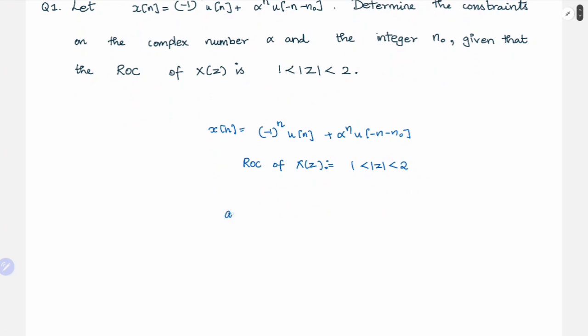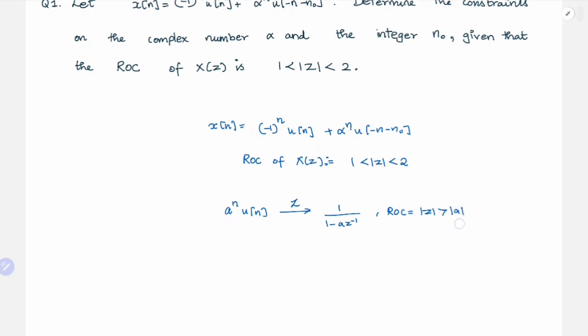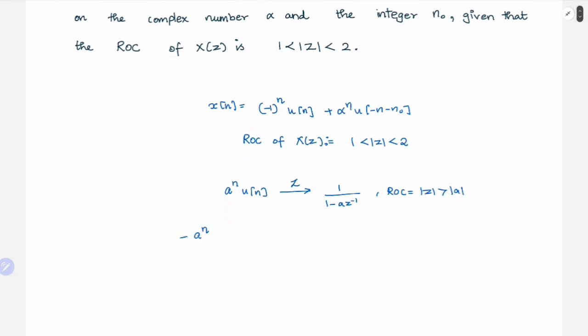So we know that a power n u of n will give us a z transform 1 by 1 minus a z inverse, and our ROC will be mod z greater than mod a. Similarly, if we have minus a power n u of minus n minus 1, we'll have a z transform 1 by 1 minus a z inverse, and only your ROC is going to change. It is mod z less than mod a.